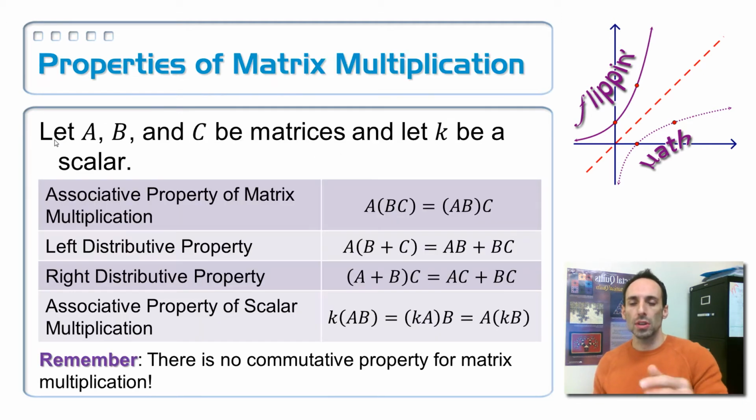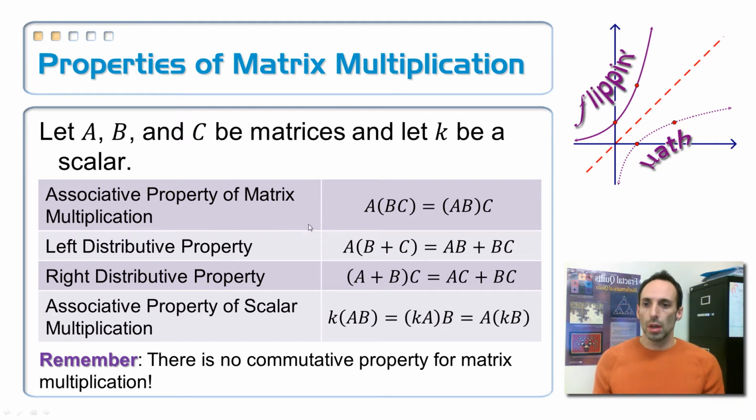Okay, so here's a summary of some properties of matrices, properties of matrix multiplication. A, B, and C, they're just matrices, and K is a scalar, right? Just the number by itself that we can multiply. So you have an associative property of multiplication. It works, which means that if you're multiplying three matrices together, you can either multiply the second two first and then take that answer multiplied times the first one, keeping the order the same, or I can multiply the first two together, take that answer, and multiply times the third one.